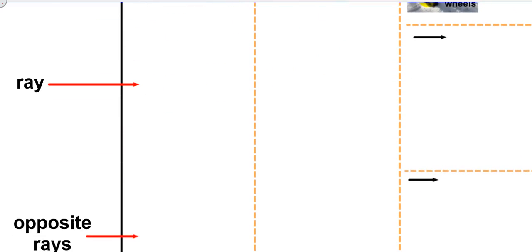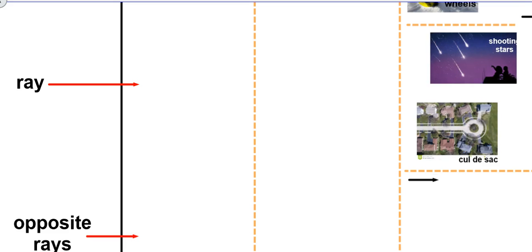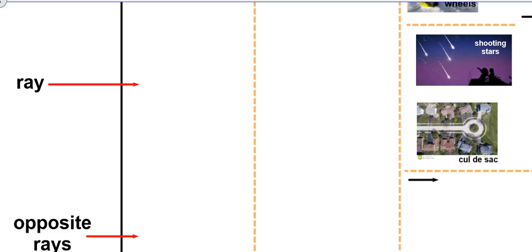The next term that we have is a ray. A ray is something that looks like one of these. It's the shooting star, or it's the cul-de-sac. What do you notice about those? When you look at these, a ray is something that starts and then it has a tail that goes on forever. Same with this cul-de-sac. It's here and then the road goes on forever. So a cul-de-sac is really a combination of a segment and a line. It has an endpoint and then it goes on through that.